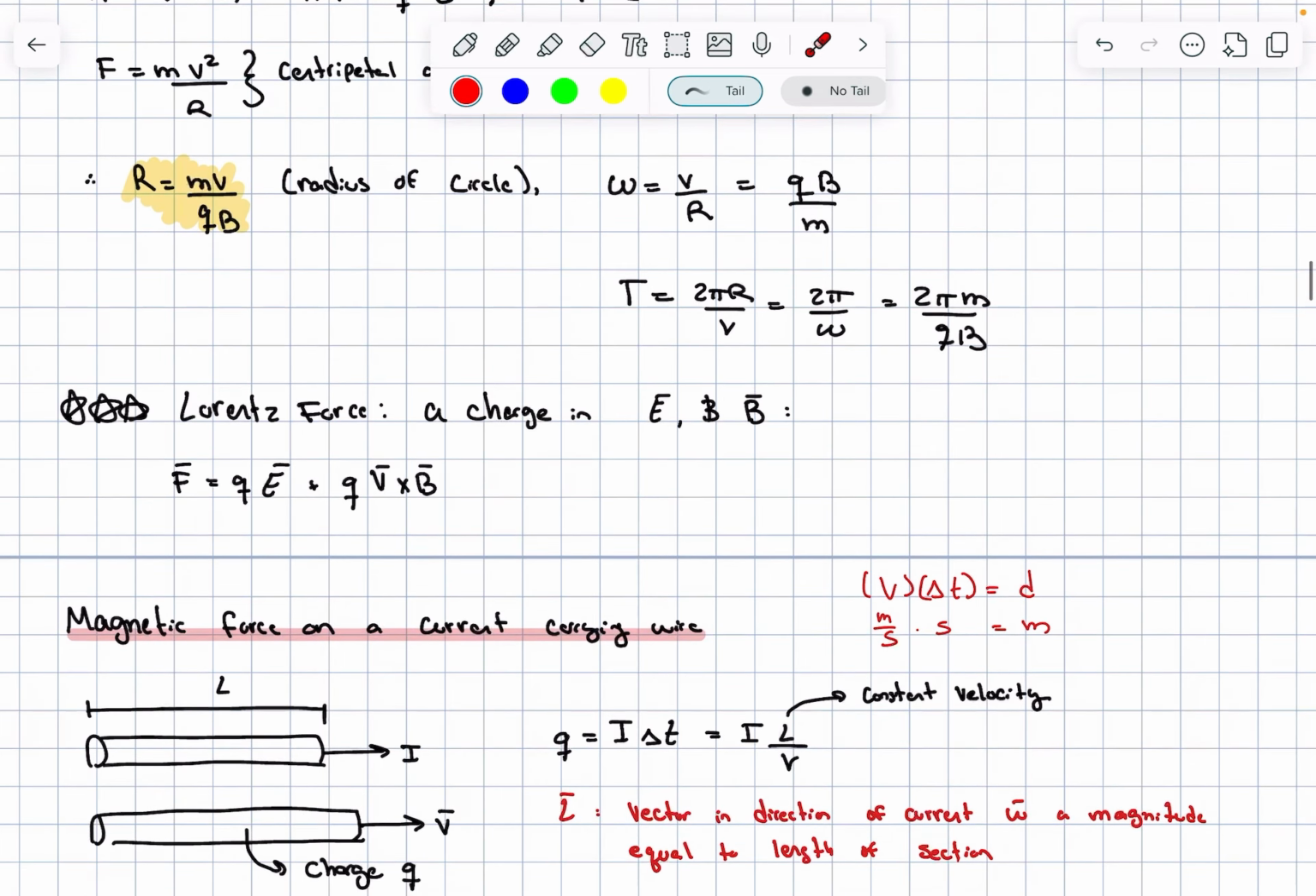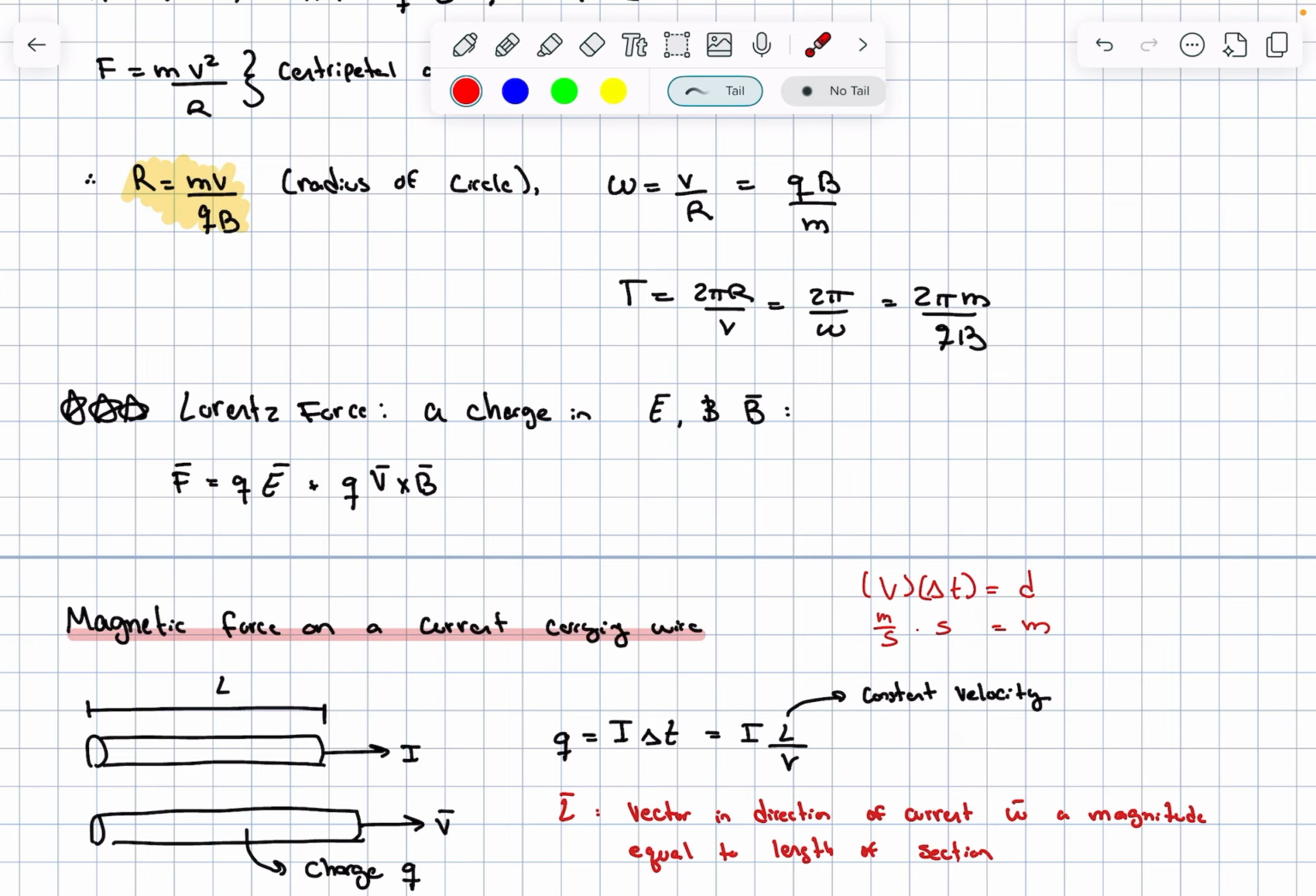Now, when we have a charge moving in both an electric field and a magnetic field, it experiences both forces from the electric field and the magnetic field, which we call the Lorentz force. And it's written out like this, where the Lorentz force is equal to Q times E. We've seen that before. This is the electric force, plus QV cross B, our magnetic force.